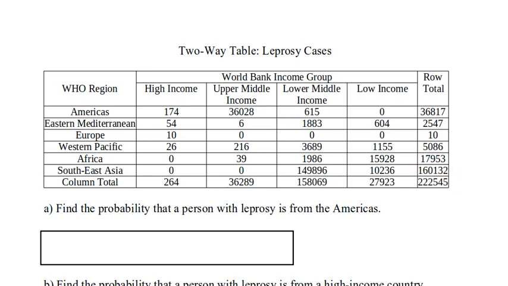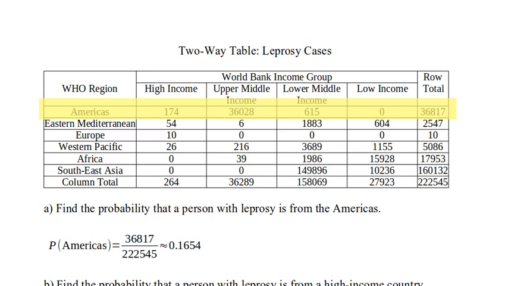So we then ask, where is the total for the Americas? Well, if I add up all these numbers, I get the row total, which is 36,817. So among all the leprosy sufferers in the world, 36,817 of them are from the Americas. So we form that fraction and we learn that about 16.5% of people with leprosy are from the Americas.